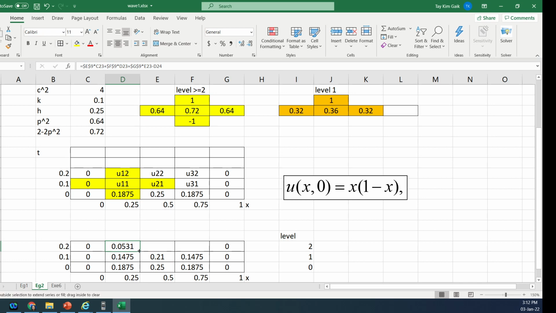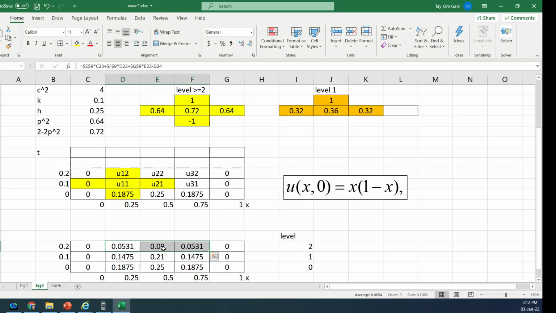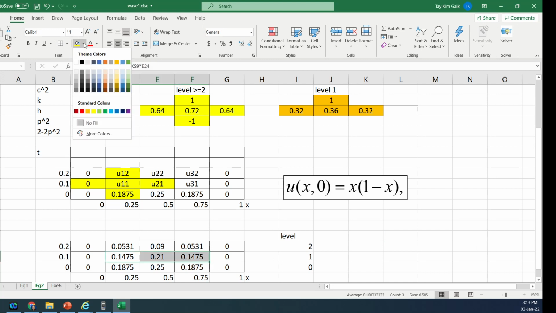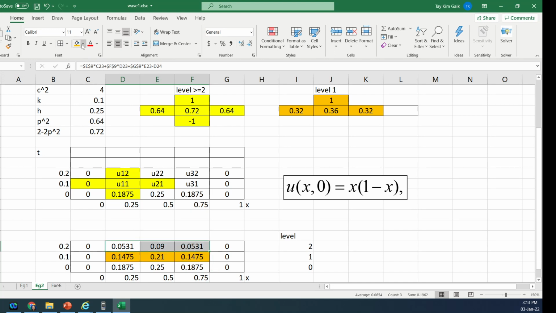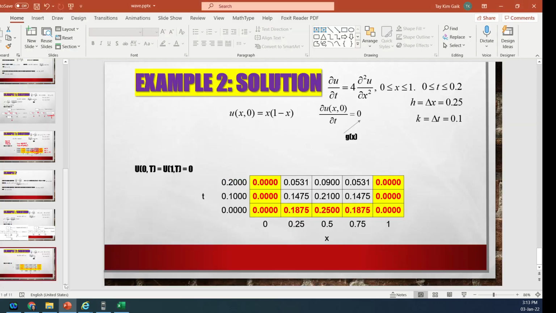Okay, so 0.0531, 0.0531, 0.0531, 0.009. So you obtain this one. This is using the two level scheme. This is using the three level scheme. So this is using Microsoft Excel.